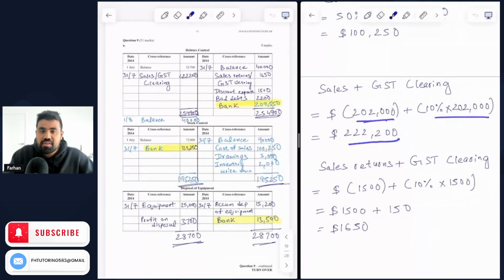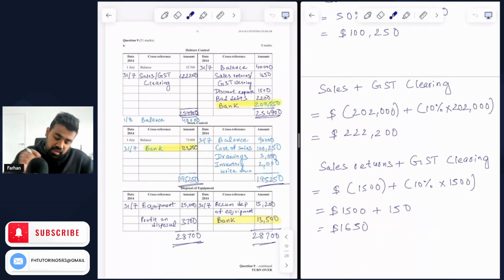So when we make these credit sales, our assets go up. How? Because we now expect more economic benefits, or we expect to receive more cash from this group of credit customers or our accounts receivable. Therefore, accounts receivable as an asset is increasing. And when assets increase, what do we do? We debit them. So that is why within the debit side, you can see that I've included sales plus GST clearing of $222,200. Then on the credit side, you can see that I have included the sales returns, including GST, of $1,650.